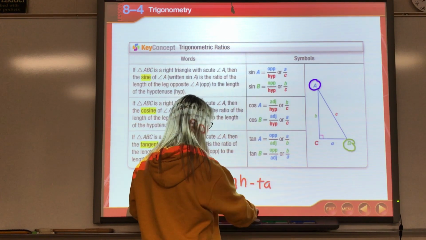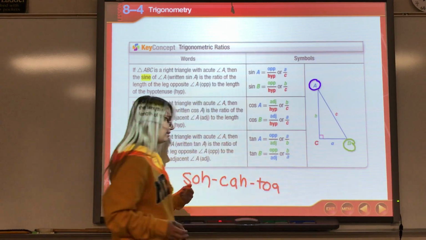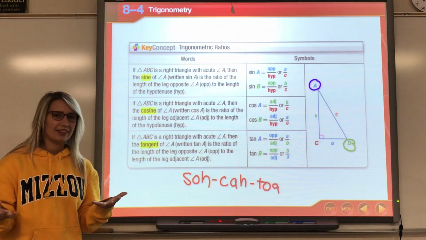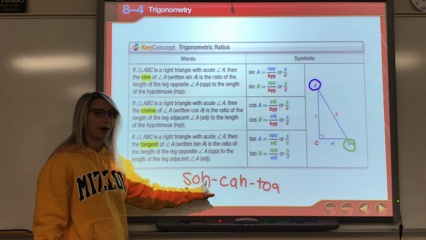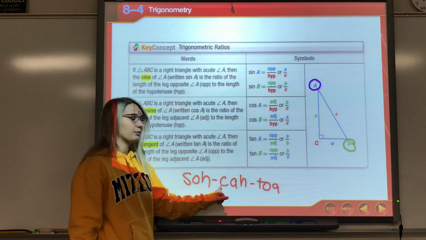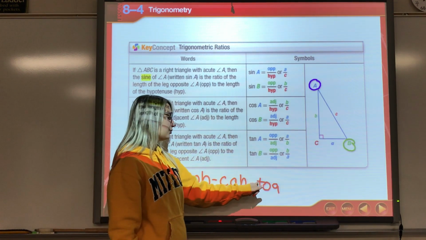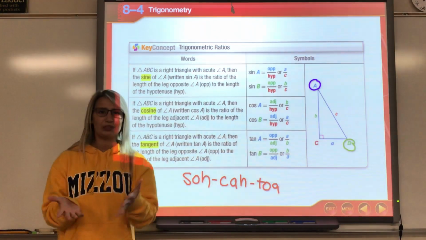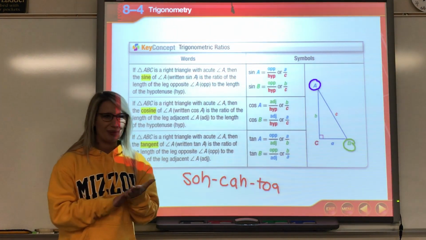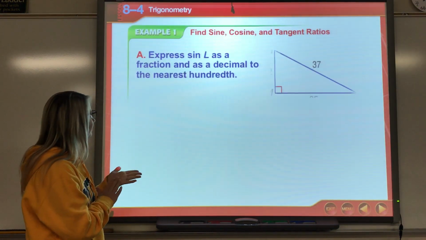Oops, that's supposed to be an O. TOA. It's just a word that helps you remember the order. If we're finding the sine, we want opposite over hypotenuse. If we're finding the cosine, we want the adjacent over the hypotenuse. And if we're finding the tangent, we want the opposite over the adjacent. I still use this to this day to help me remember what they are. So that will be your friend. Let's start applying some of these.